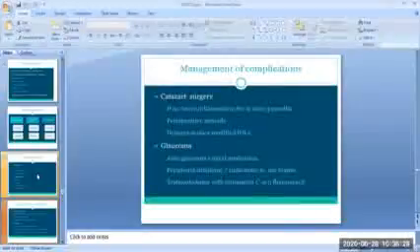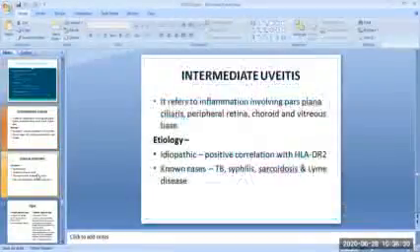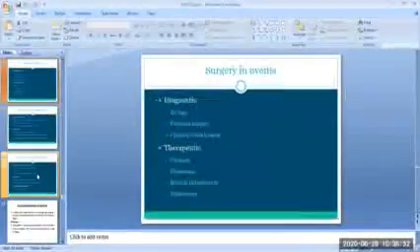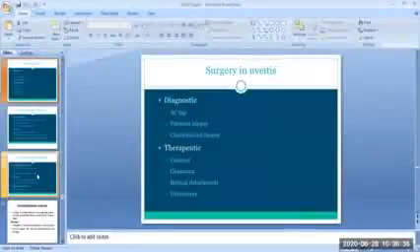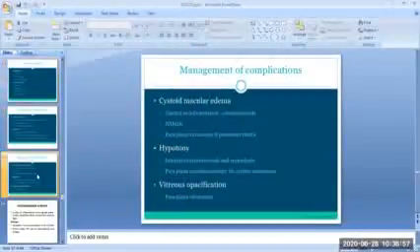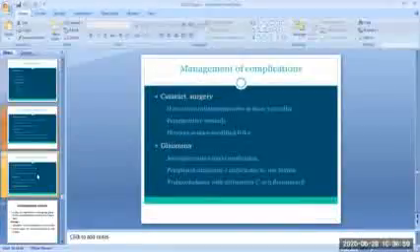Then we come to the surgery part. The surgery in uveitis can be diagnostic or therapeutic. For diagnostic purposes, we can do the AC tap, vitreous biopsy, and chorioretinal biopsy. For therapeutic purposes, we can do cataract surgery, glaucoma surgery, retinal detachment surgery, and vitrectomy. Then the management of complications of uveitis.